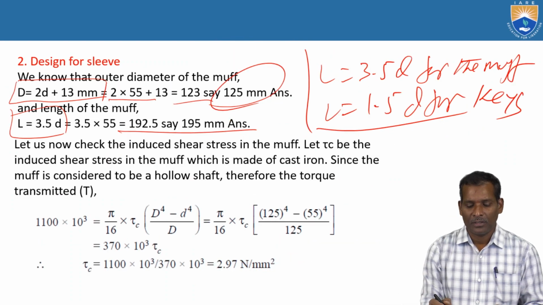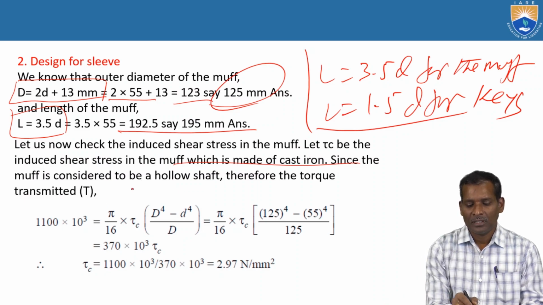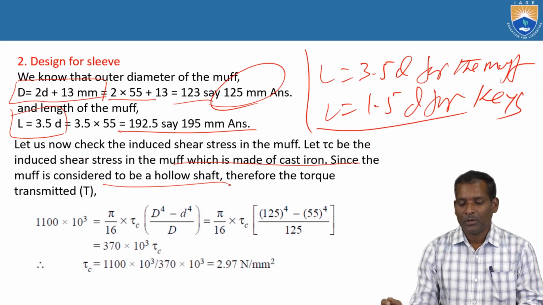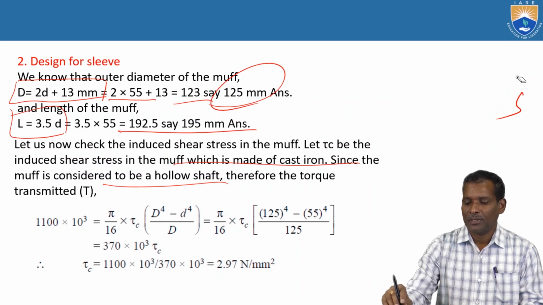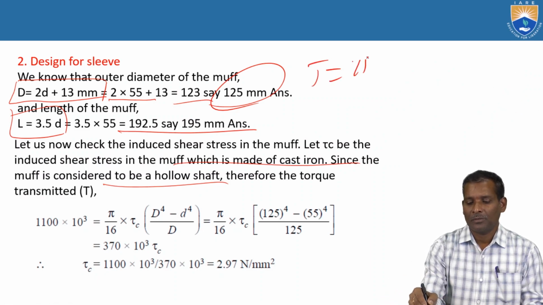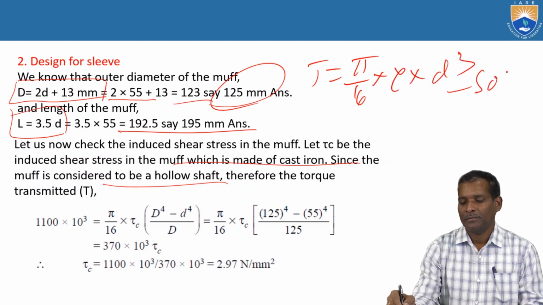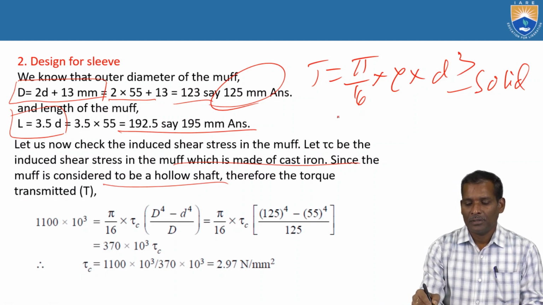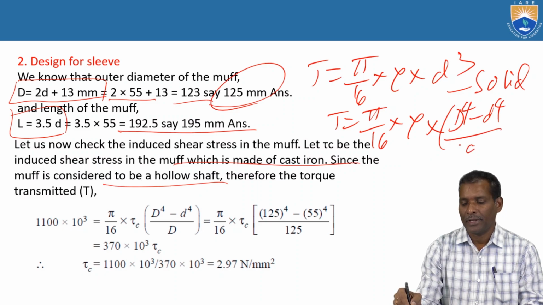By using this equation. Consider the muff or sleeve as a hollow shaft. For a solid shaft you already know the torque transmitted equation: T = π/16 × τ × d³. This is for a solid shaft. For a hollow shaft, T is equal to π/16 × shear stress × (D⁴ − d⁴)/D.